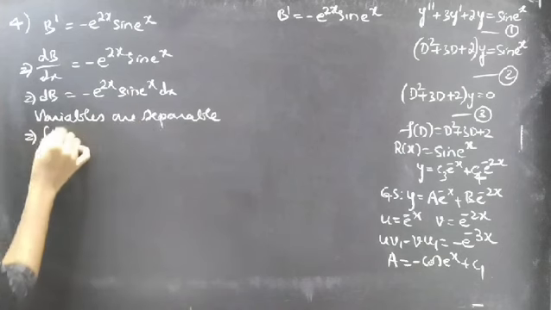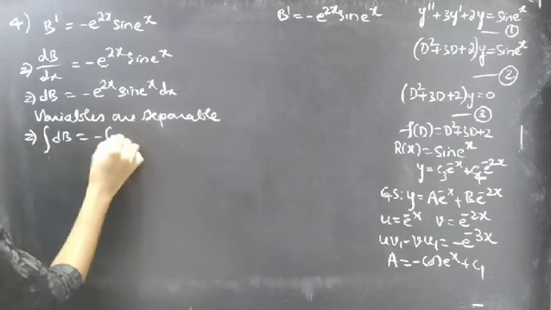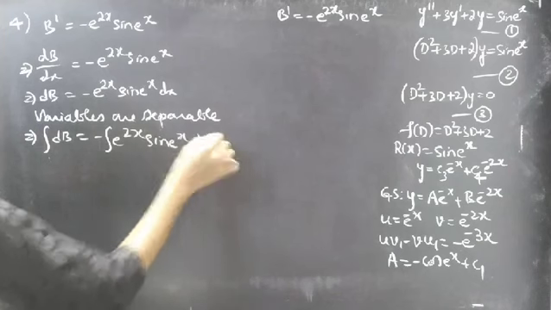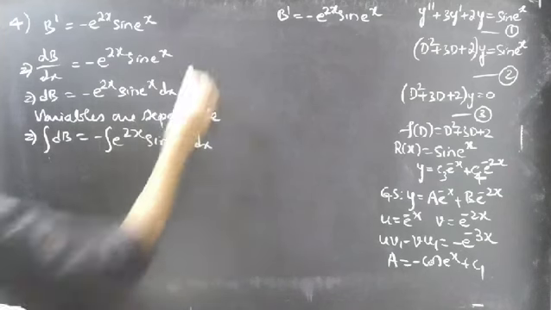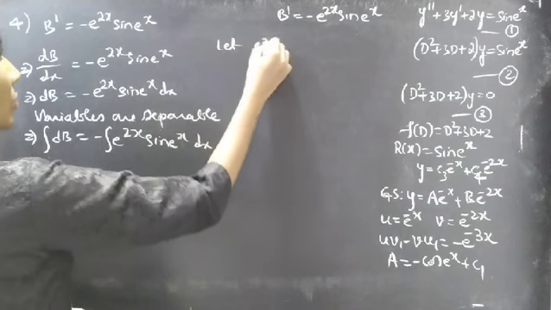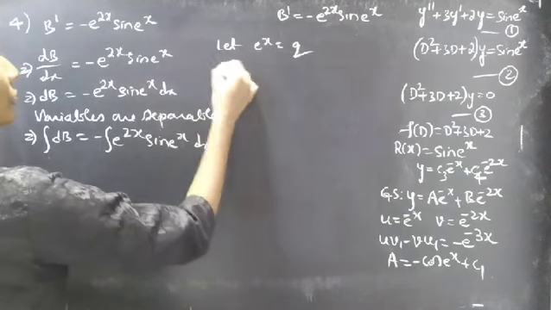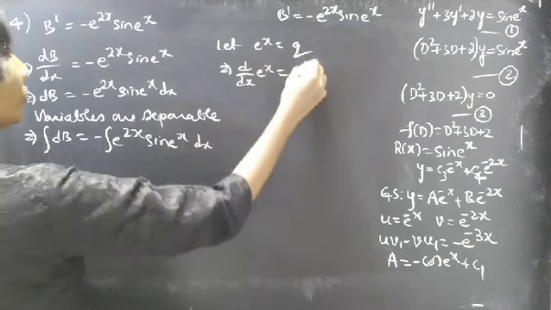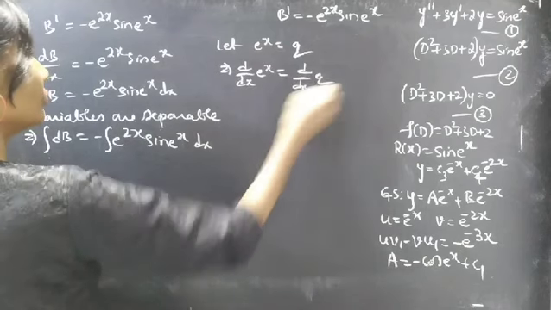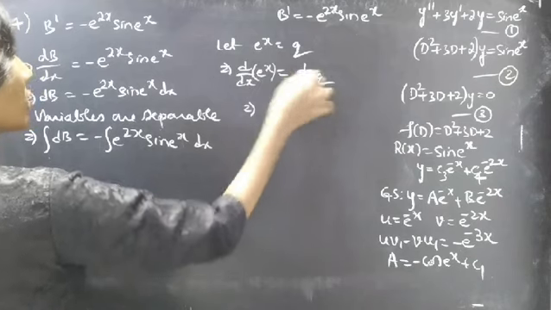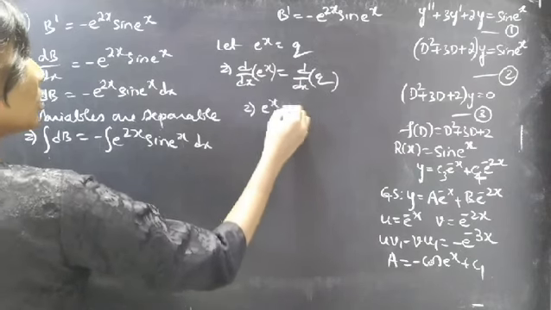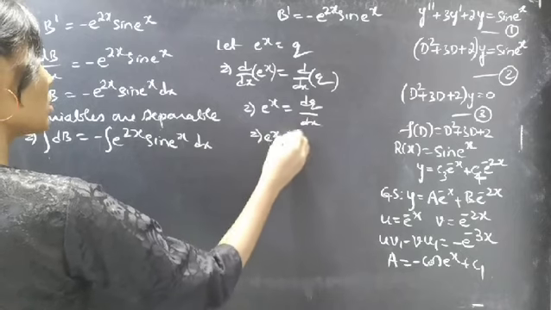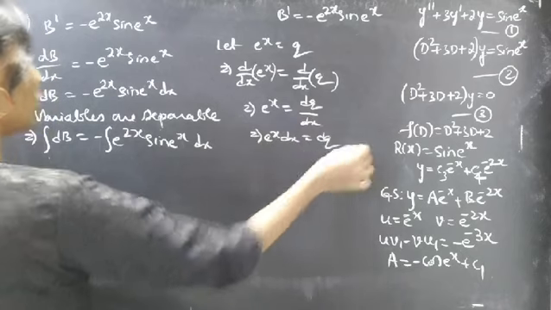So let's perform integration. Integral db equal to minus integral e power 2x sine e power x dx. Let e power x equal to some q. Now differentiate on both sides with respect to x. The derivative of e power x with respect to x is e power x, equal to dq by dx. From this we'll get e power x dx equals dq, right?